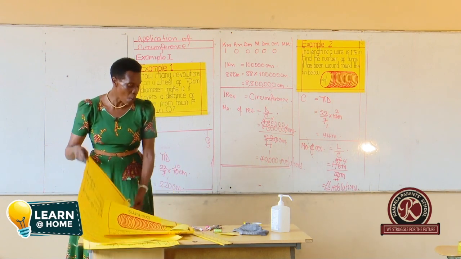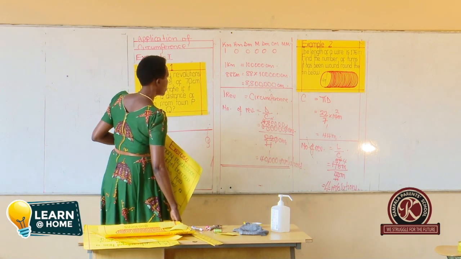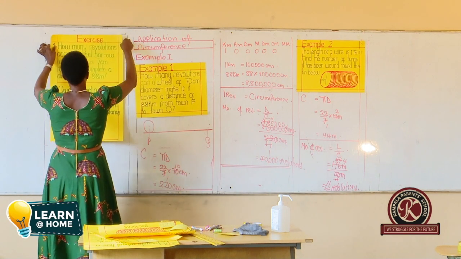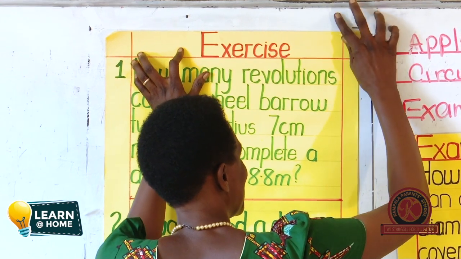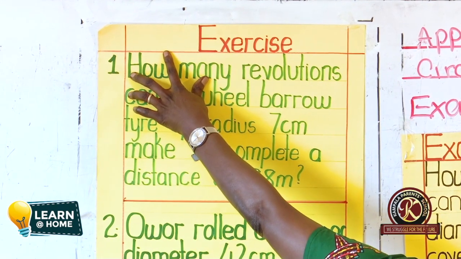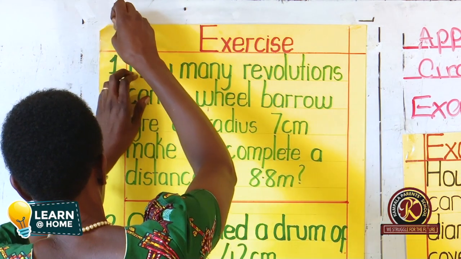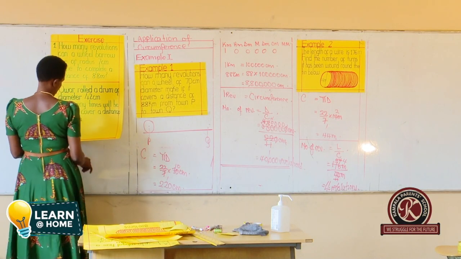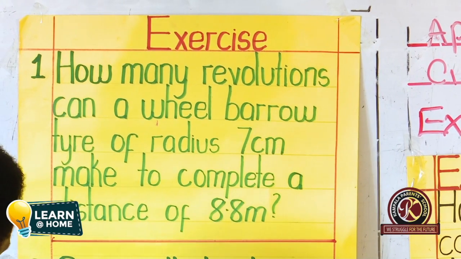So I'm giving you work. Your work is here. I'm giving you very few numbers. I'm giving you only 2 numbers. I believe some of you are now busy writing.